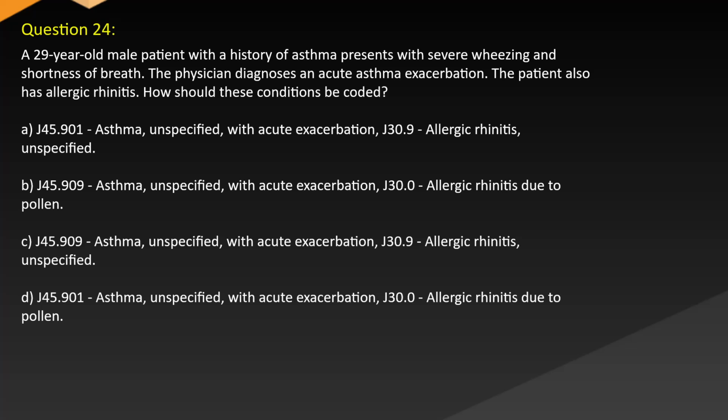A. J45.901. Asthma unspecified with acute exacerbation. J30.9. Allergic rhinitis unspecified. B. J45.909. Asthma unspecified with acute exacerbation. J30.1. Allergic rhinitis due to pollen. C. J45.909. Asthma unspecified with acute exacerbation. J30.9. Allergic rhinitis unspecified. D. J45.901. Asthma unspecified with acute exacerbation. J30.1. Allergic rhinitis due to pollen.